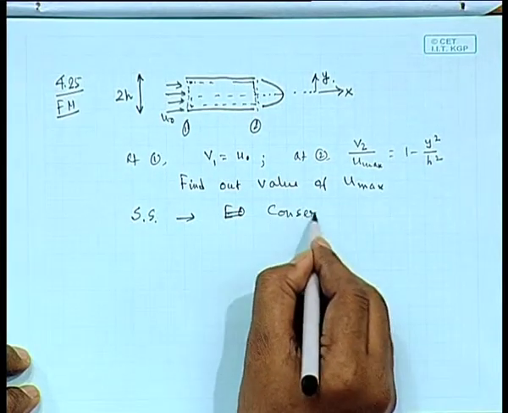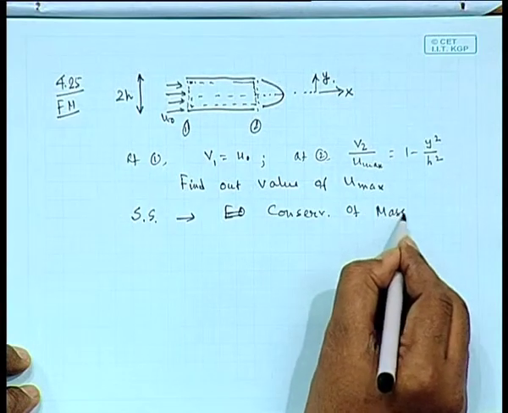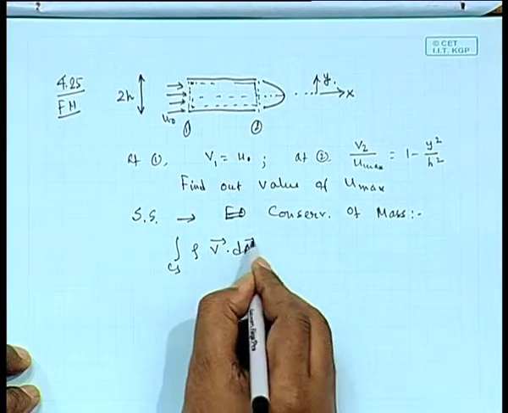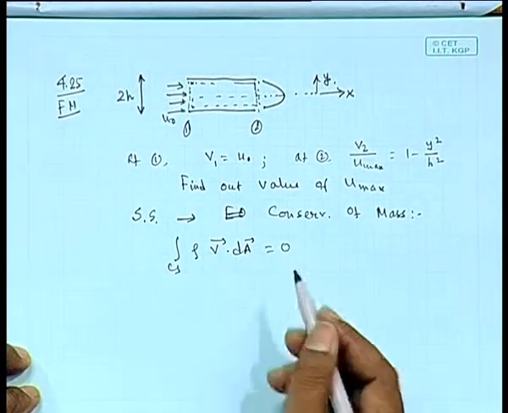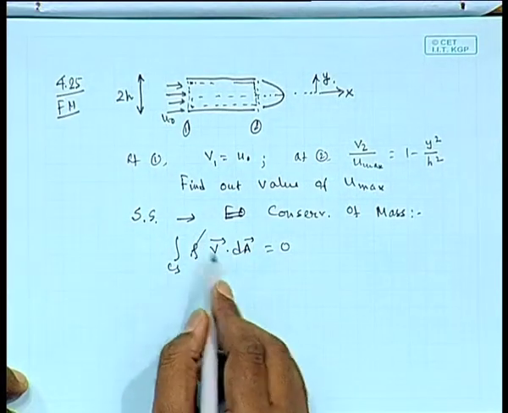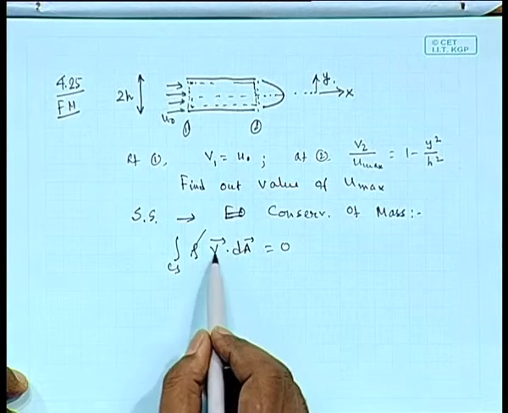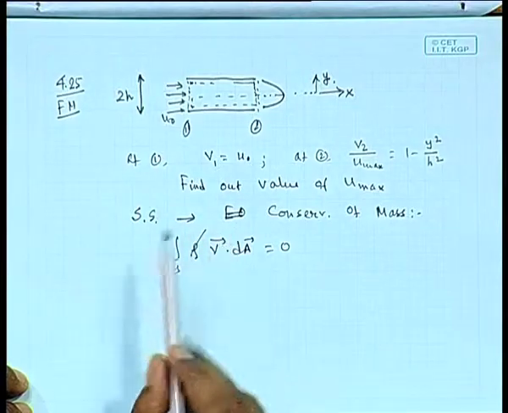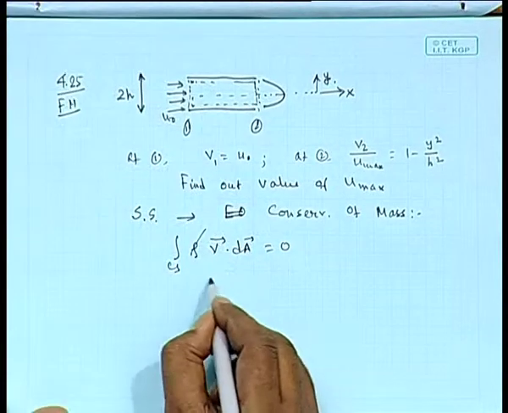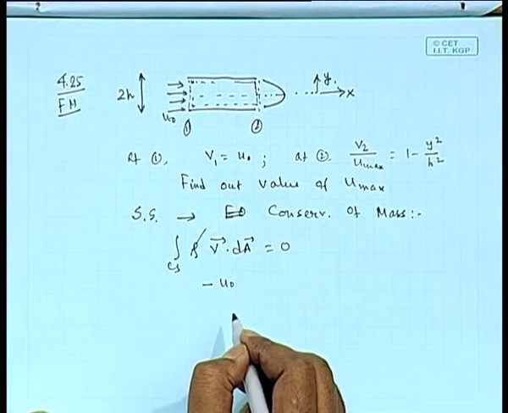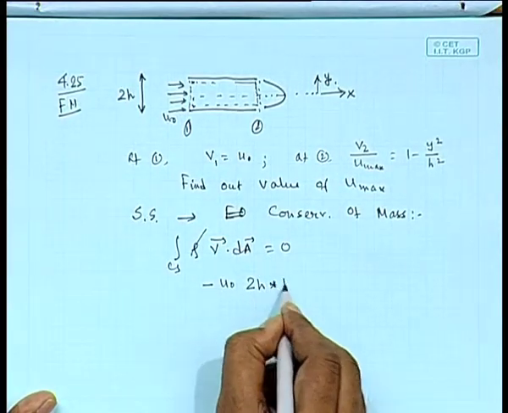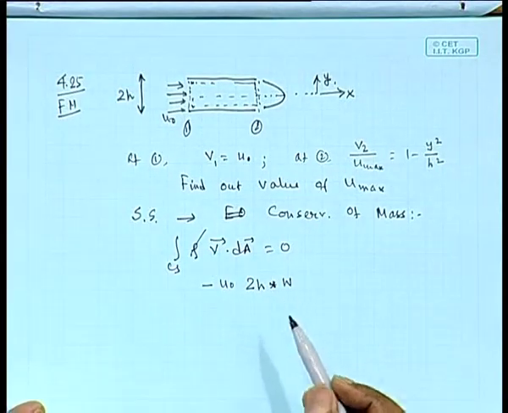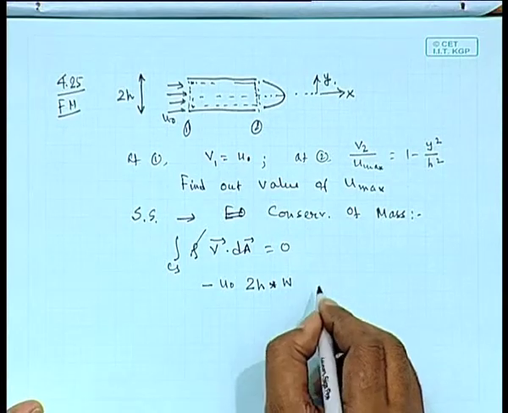conservation of mass, material balance. So, rho v dot dA should be equal to 0. Now, it is incompressible, so rho will go off. Now, at face number 1, v and dA will be in the opposite direction. So this scalar product will be negative, and velocity at face number 1 will be u0, minus u0 into A, which will be nothing but 2h times w, right. That is the flow area normal to the flow. Okay.